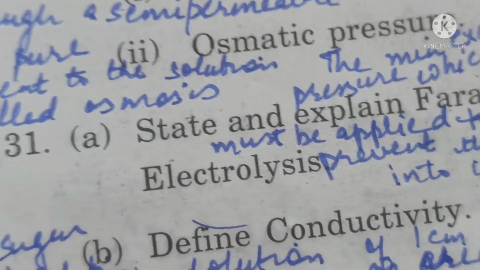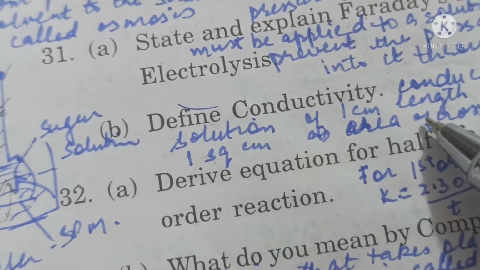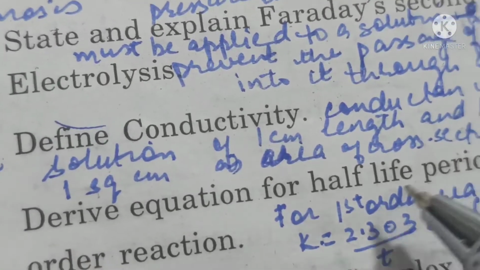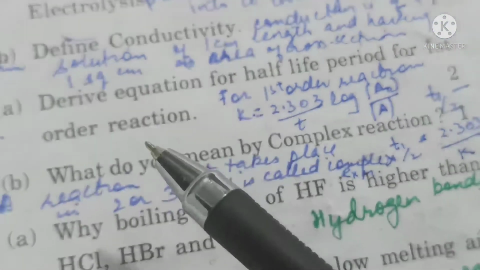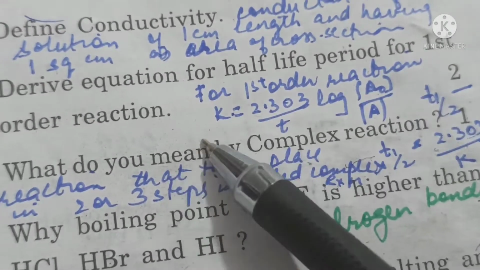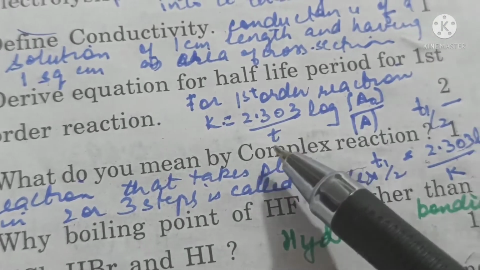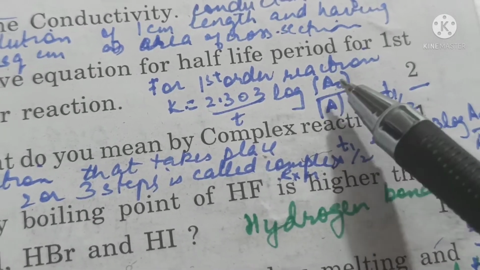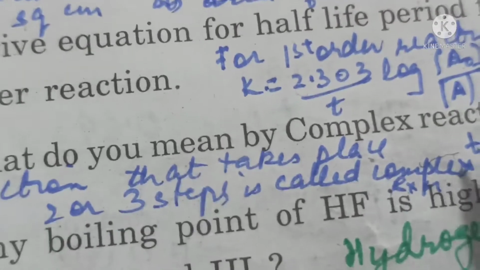Define conductivity. So conductivity is the conductance of a solution of 1 centimeter length and having an area of cross section 1 centimeter square. Derive equation for half-life period for first order reaction. So for first order reaction, we have the integrated rate equation. Rate constant K is equal to 2.303 upon t log a naught, that is original concentration or initial concentration, upon a, that is concentration at time t.